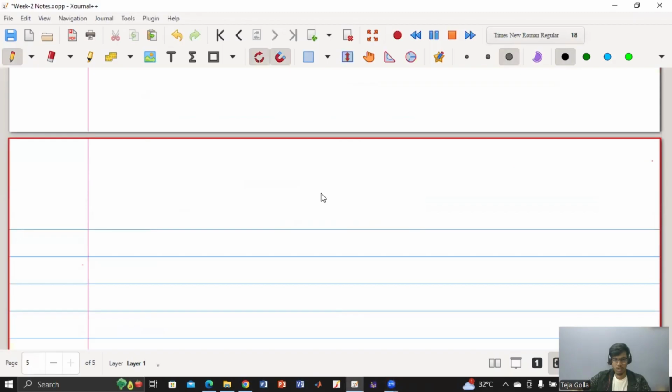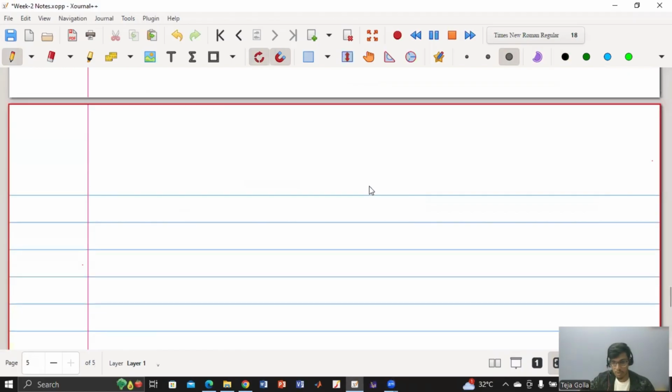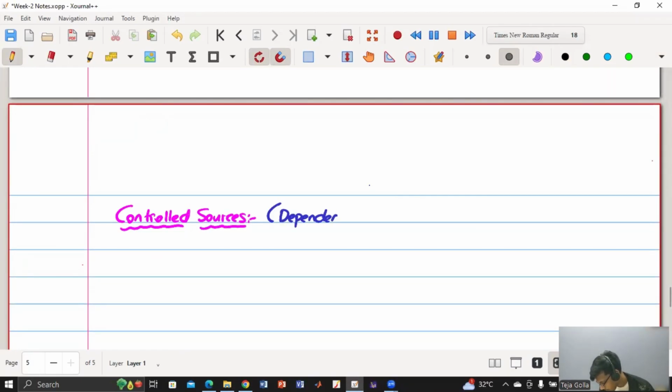So there are four control sources. If you have any doubts, please stop me. Controlled sources: there are four sources, and these control sources can also be called dependent sources because the value of that source is dependent on some other value. That's why they are called dependent sources.